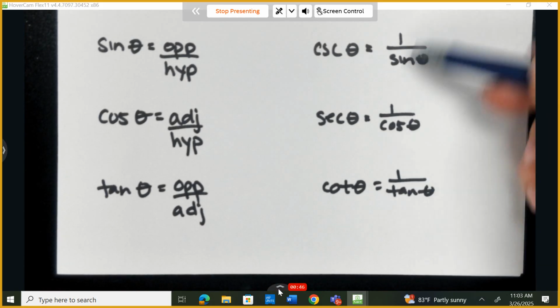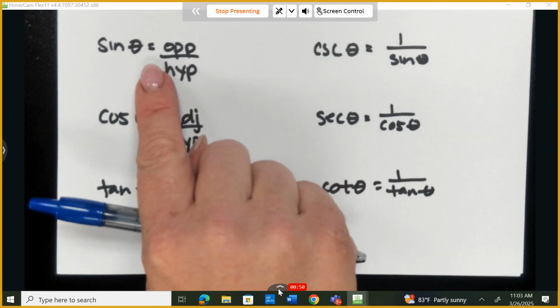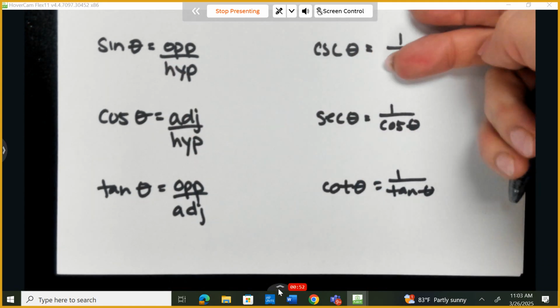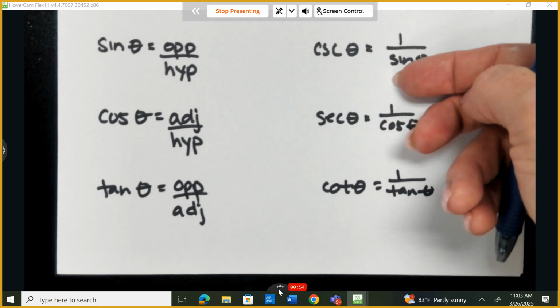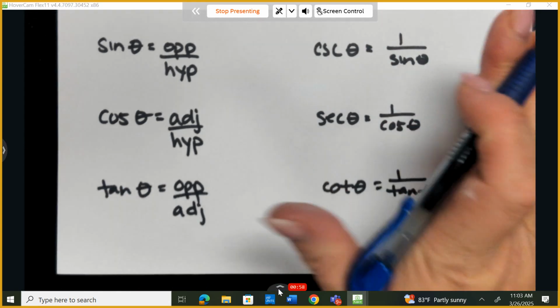Now these secondary ones are just reciprocal. I don't like to say the word opposite because students assume then we change a sign. We're just going to take whatever the sine is and flip it. The secant is flipped from the cosine, and the cotangent is flipped from the tangent.